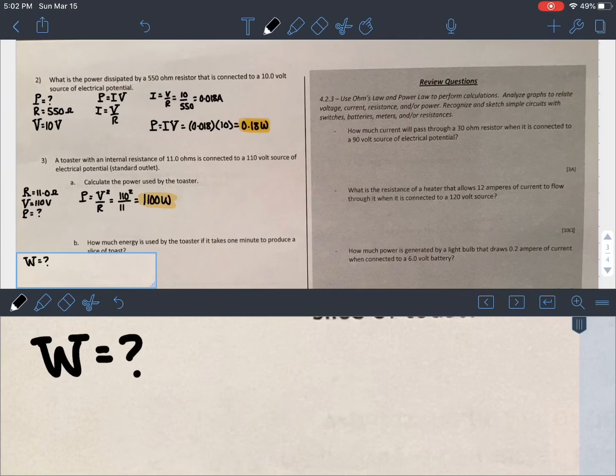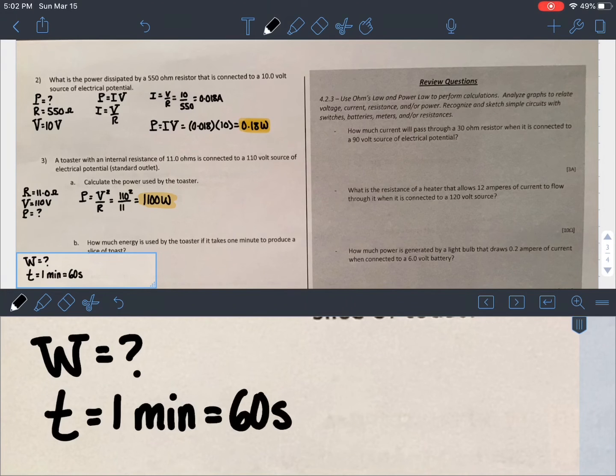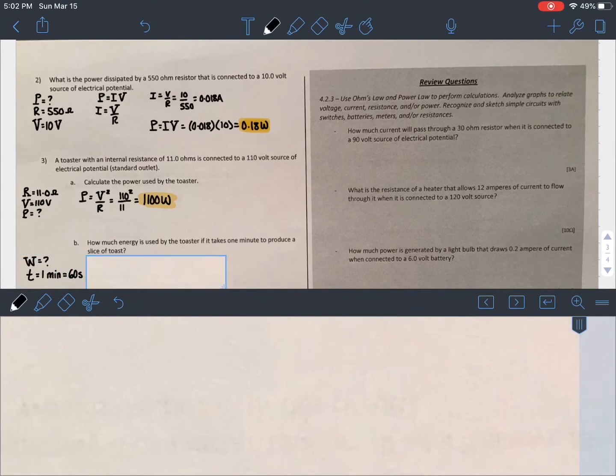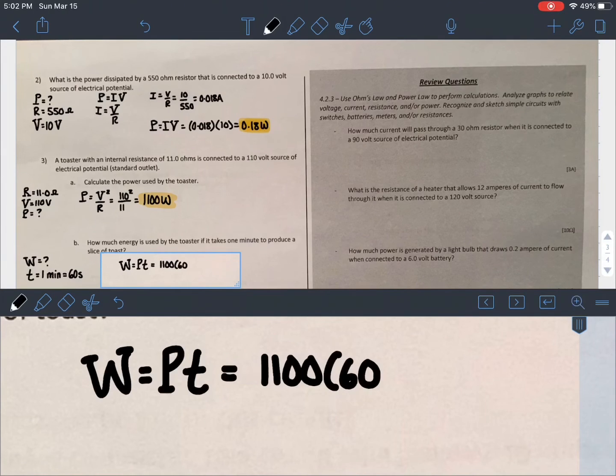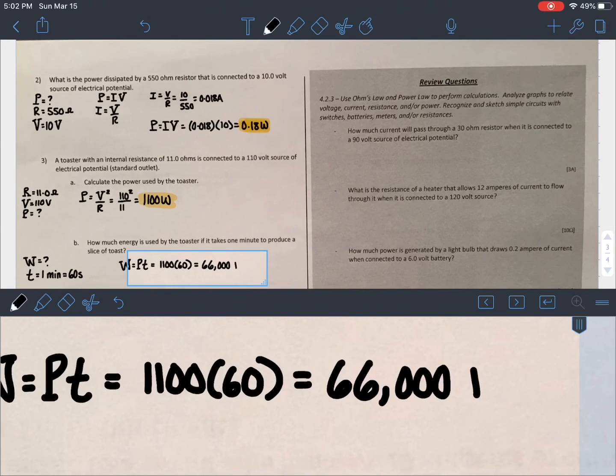Energy is work, and one great thing about writing down all of your variables is you'll catch right away when you are in SI units. Here I stopped because I realized that minute wasn't going to work in my formula, so I converted it over to seconds before even going over to the formula. Work equals power times time. And this will come out correctly only if I have my SI unit of 60 seconds in there. And that'll give me 66,000 joules.